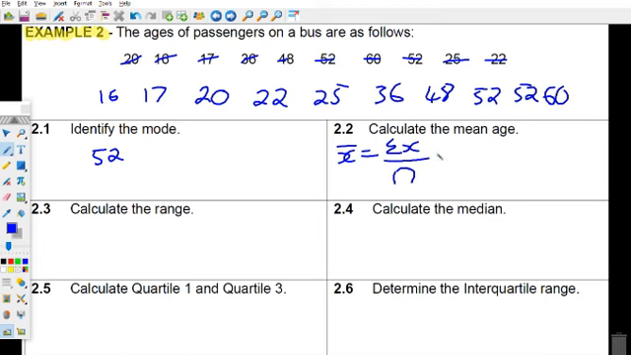Okay. So the sum of all our points. Yeah, you worked it out for me. What's it? 380. 348. Okay. And then divide by n. Our population is going to be 10. All right. 34.8. Very nice. Okay. So calculate the range.